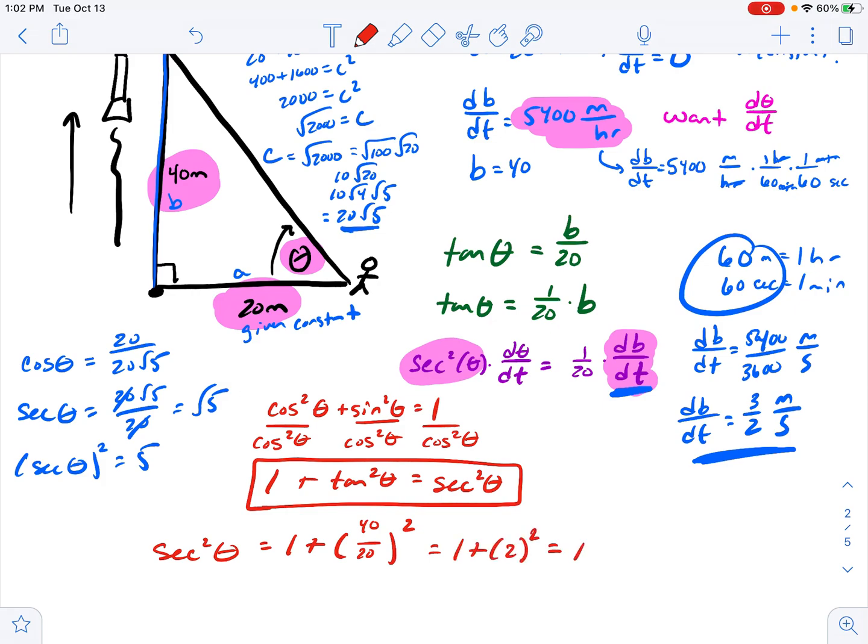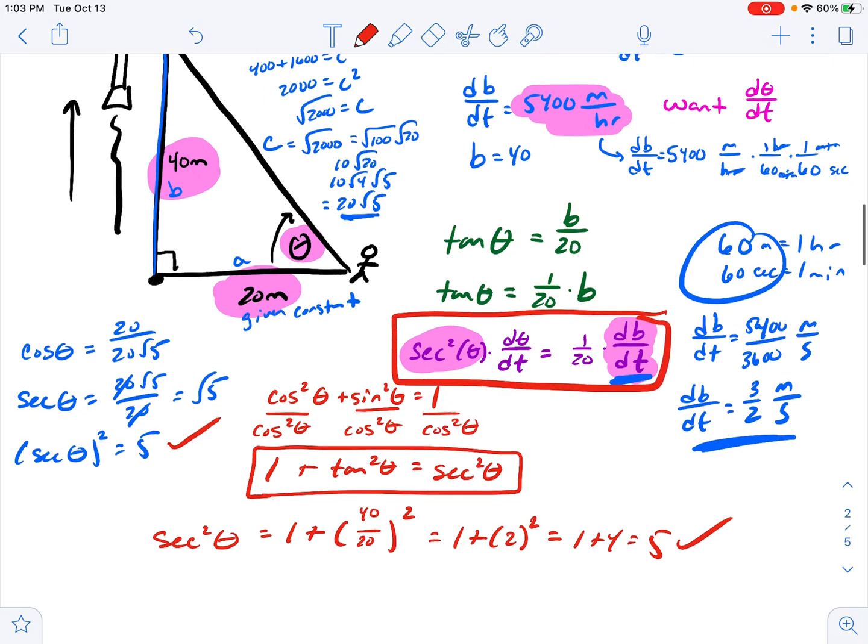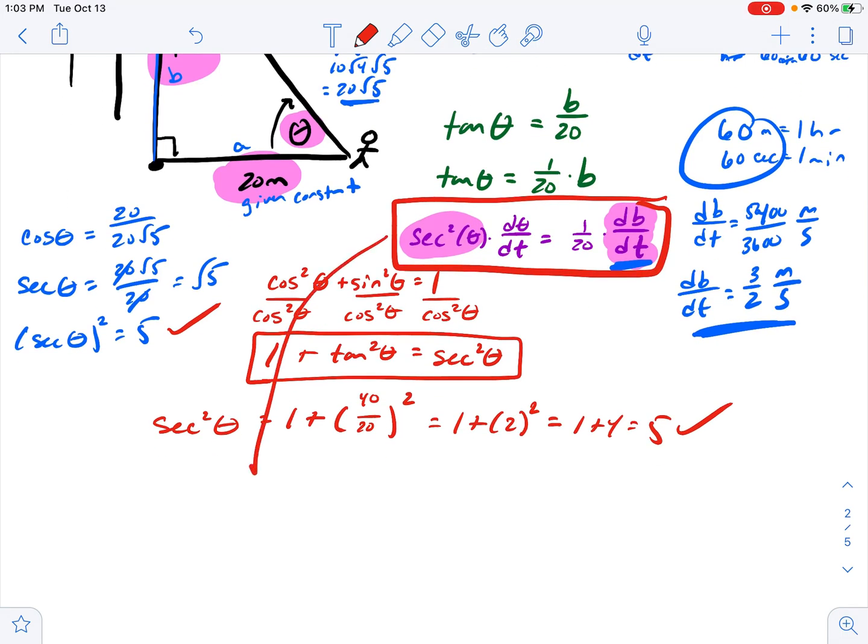What's 40 over 20? That's 2. What's 1 plus 2 squared? Look at that, same stinking end result. So again, with the trig stuff, the more you know of this, the easier it might be to come up with some of these values. But let's not lose sight now of the big picture. We're looking to solve and sub in for this.